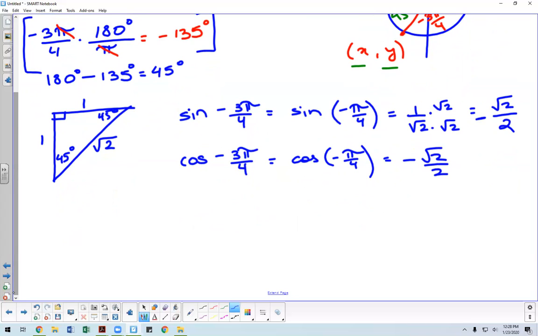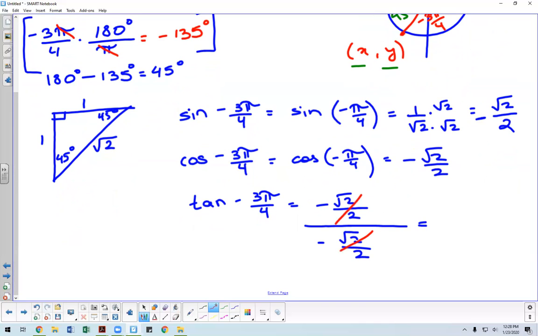Now what will our tangent function look like for this one? 1. Because it's negative root 2 over 2 over negative root 2 over 2, so it's just the same. You're dividing by the same number, so these exact same values basically cancel each other out. The two negatives become positive, giving us 1 as the answer.